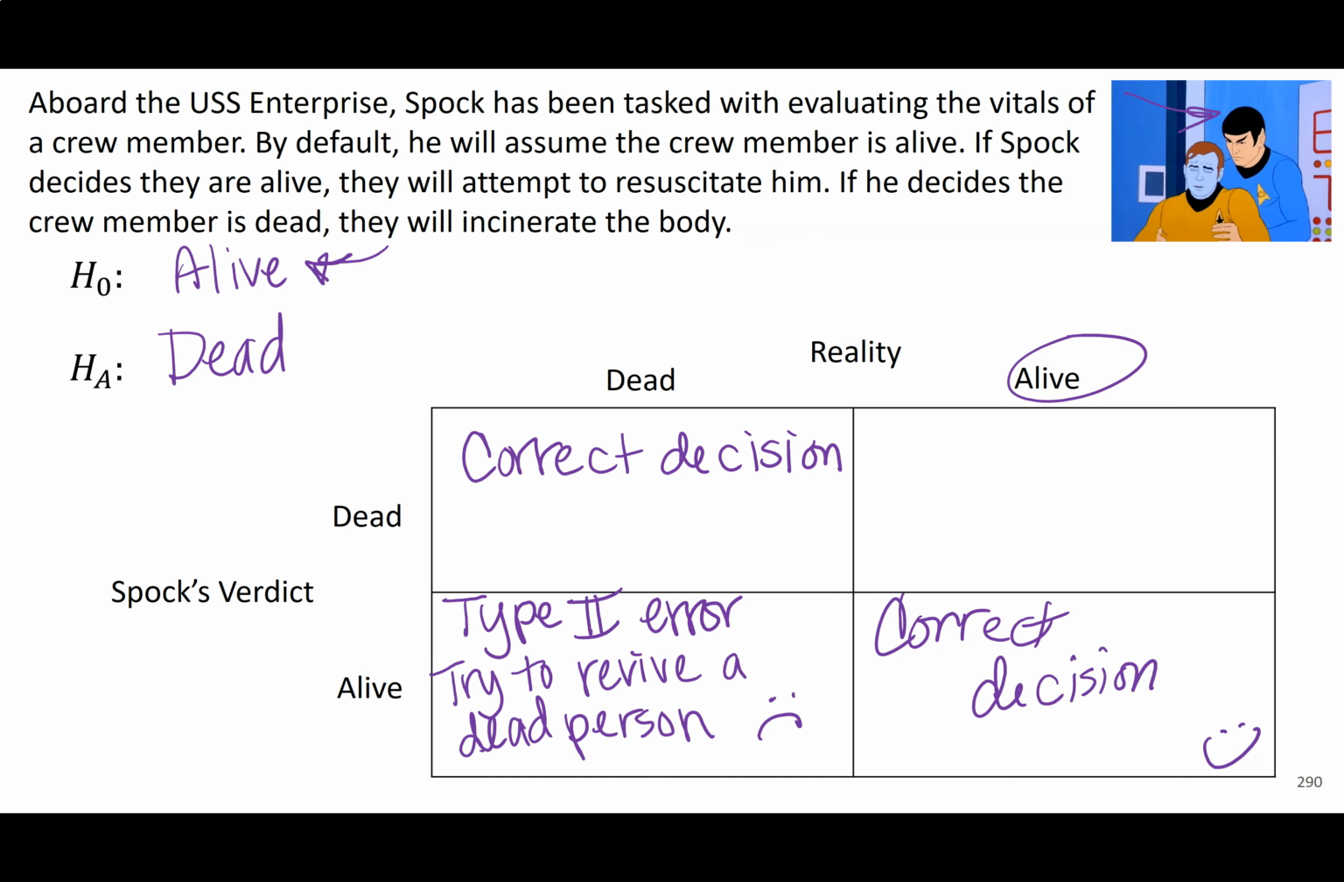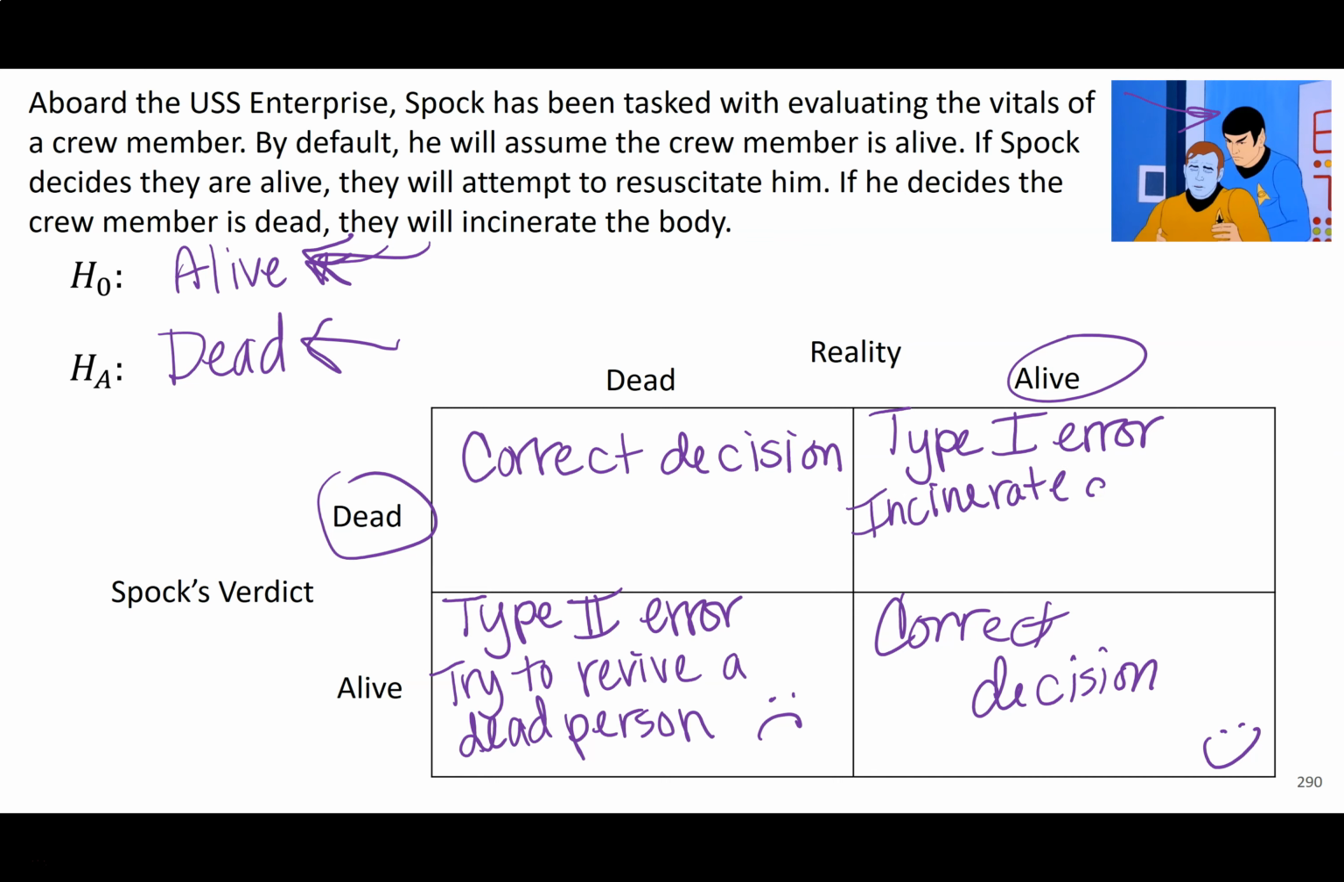And so I say the most extreme for last. If they're alive, but Spock rejects this and says, no, they're dead, they've rejected the null when they shouldn't. They've made a type 1 error. So they incinerate a living person. Uh-oh, right? Tell you what, that is absolutely not what I'm about. Pass, hard pass.